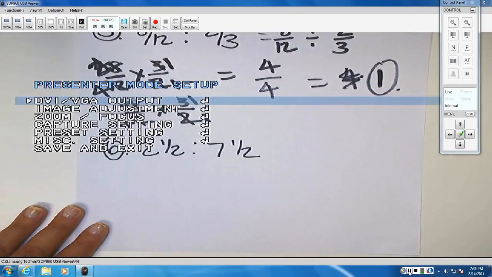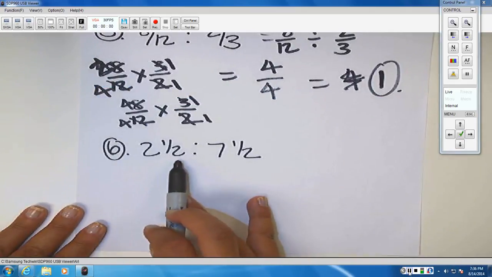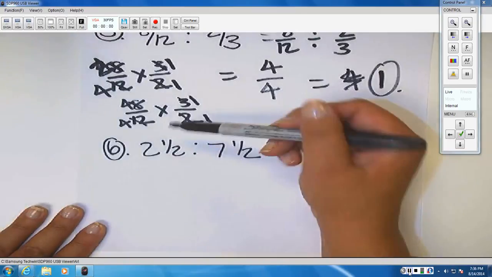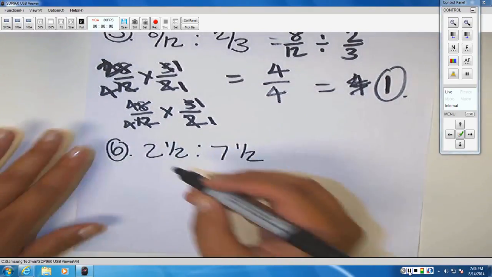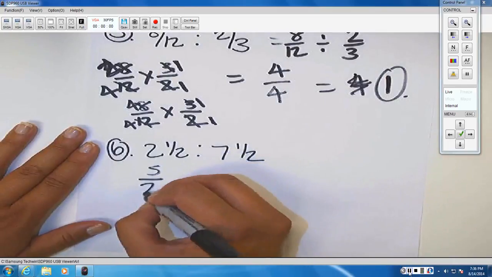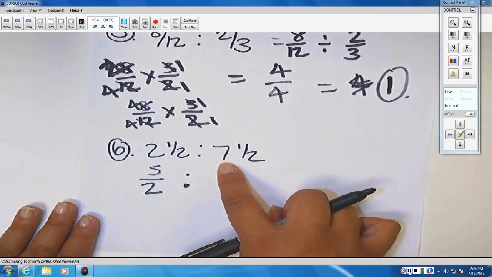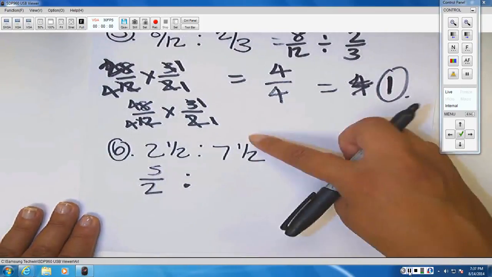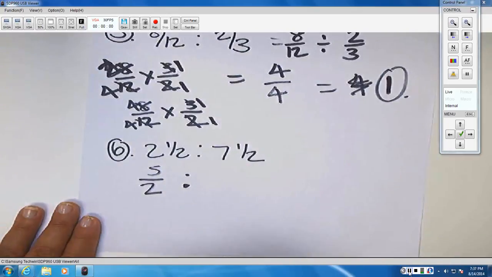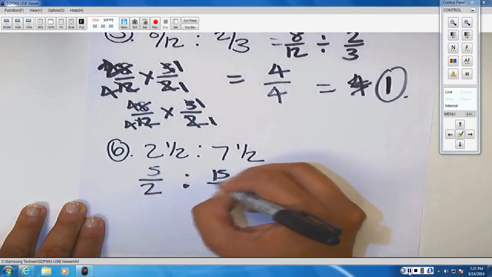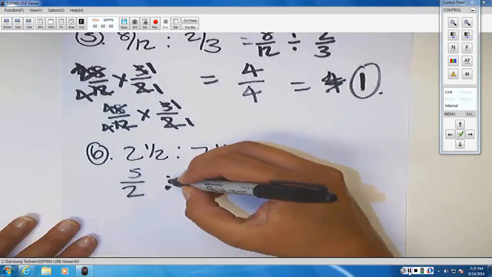I'm going to take my whole number, and multiply it by my denominator, and then add my numerator. So 2 times 2 is 4, plus 1 is 5, so 5 halves. And same thing over here, take my whole number, multiply it by the denominator, add my numerator. So 7 times 2 is 14, plus 1 is 15. Okay, so now I'm here with this ratio.